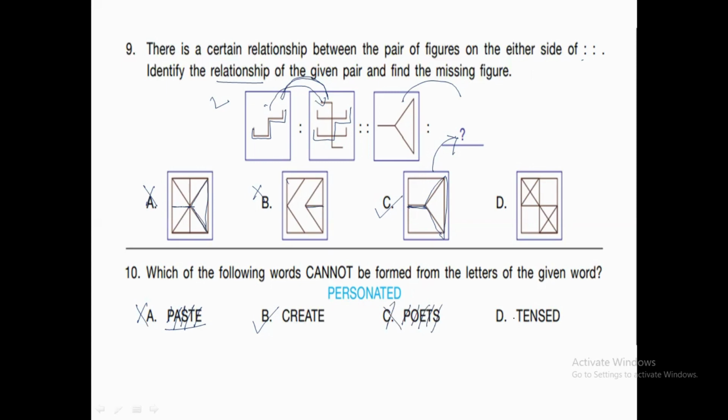Now let's move to option D, which is TENSED. T, yes, T is here. E is here. N is here. S, yes, the letter S is here. The letter E is here. The letter D is here. Yes, so we can form this word as well. So the only word which we cannot form out of the letters of this word is create. So that is B, which is create, our correct answer.